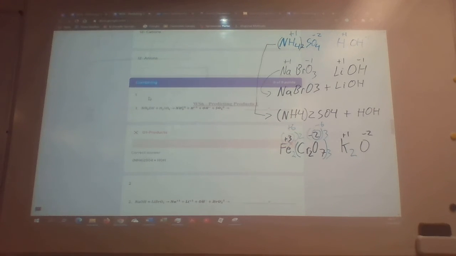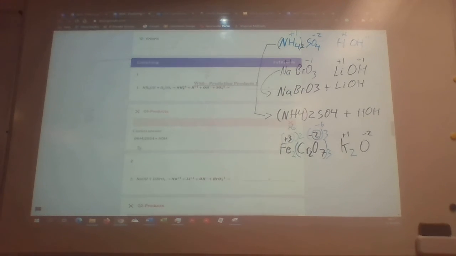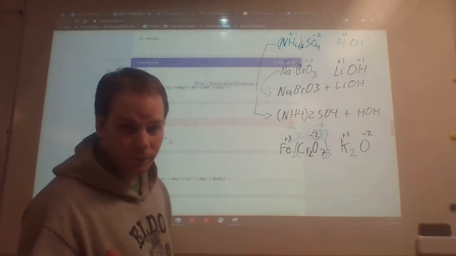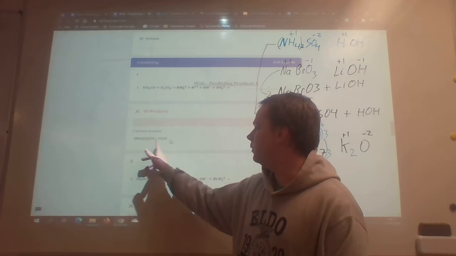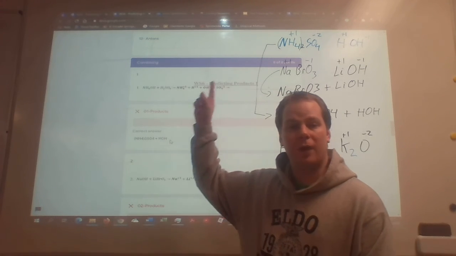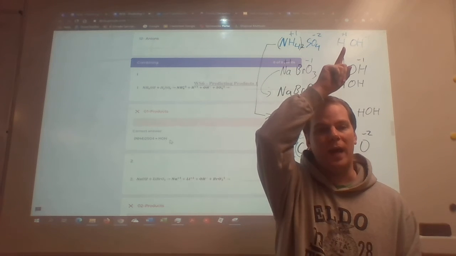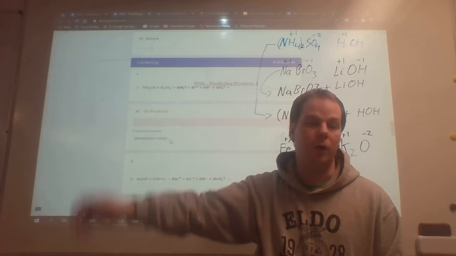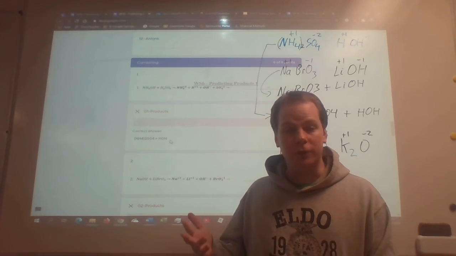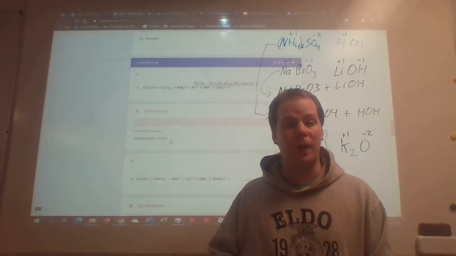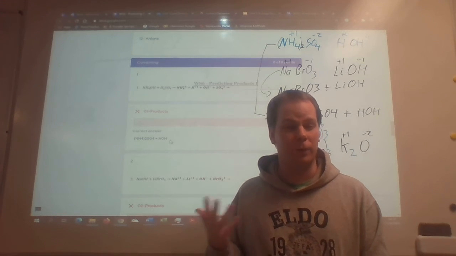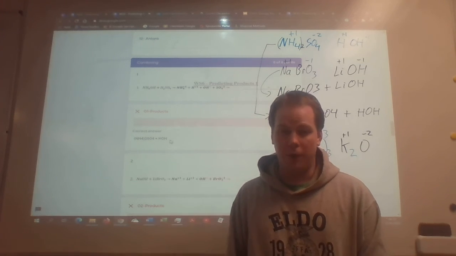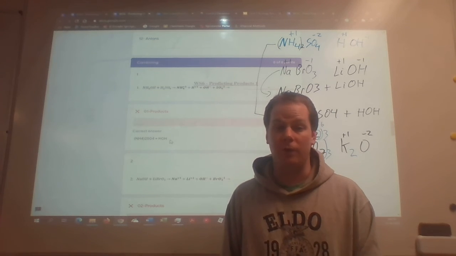So on combining, which is what we just did, it will have your answer here that you typed, and then this is the correct answer. Now, one quick clarification. It does not matter which of these is written first. For example, on this one, if OH was written before ammonium sulfate, that would be fine. That's not going to change it at all. I personally always put the cation in the same spot and then switch the anions because that makes more sense to me. But as long as your cation is written first, you should be fine.